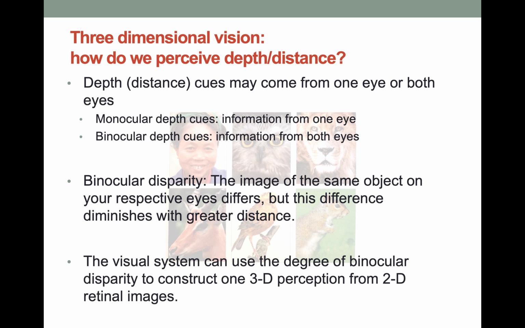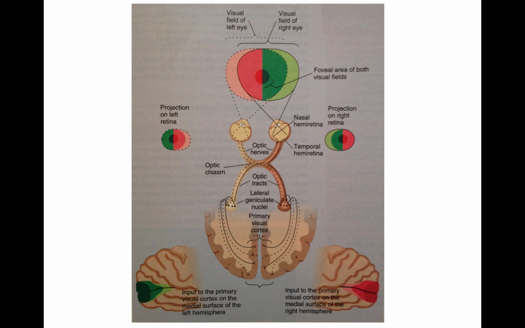We combine the 2D retinal images that we get from each eye to construct a 3D image of the world. Information from both the left and right visual field will enter each eye. So we get information from the left and right visual fields going into both the left and the right eye. However, you can see there that the image falling on each eye will differ very slightly.